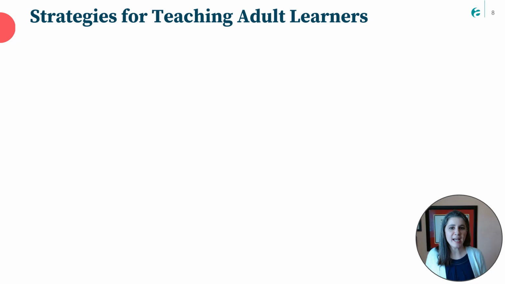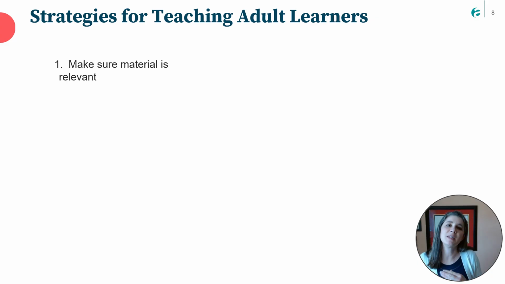So what strategies can we use when we're teaching adult learners? There are a lot of different strategies that we can use, and I've pulled together just a few to get our wheels turning and some ideas flowing for us. The first thing is to make sure that the material is relevant. Again, going back to the motivation of the person, what's the problem that we're trying to solve for them in that moment? How do we make the material relevant?